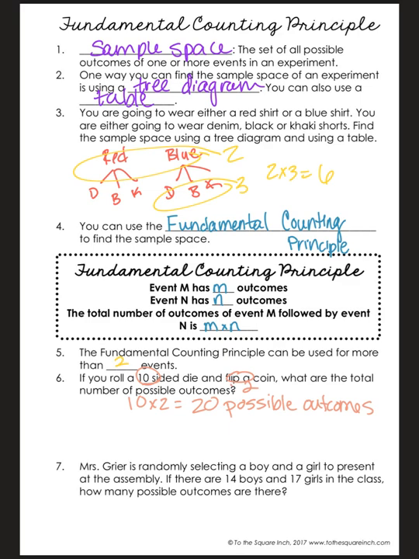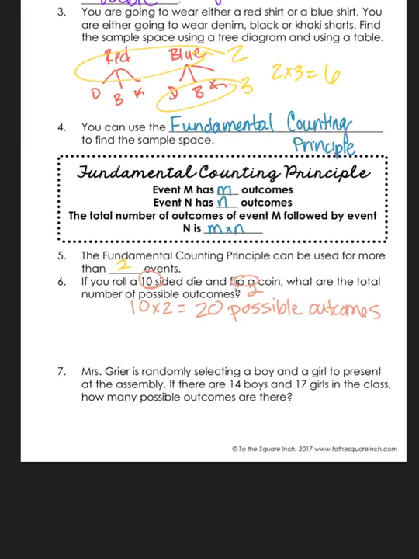All right, look at number 7. Miss Greer is randomly selecting a boy and a girl to present at the assembly. If there are 14 boys and 17 girls in the class, how many possible outcomes are there? So first, you're going to choose a boy, and then a girl. So if there's 14 boys and 17 girls, I'm going to multiply 14 times 17 to figure out the total possible outcomes. And if I do that, I'm going to get 238. So there's 238 different combinations I could make using those 14 boys and 17 girls if I picked one boy and one girl.